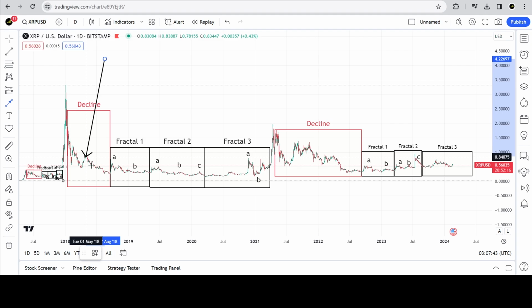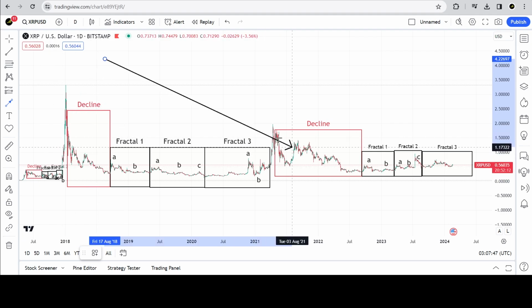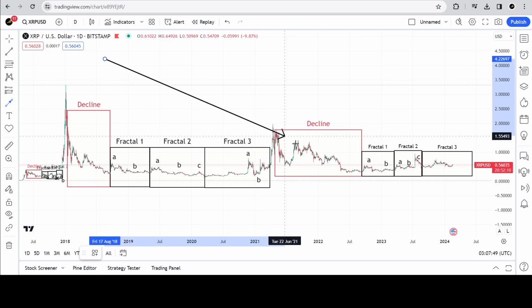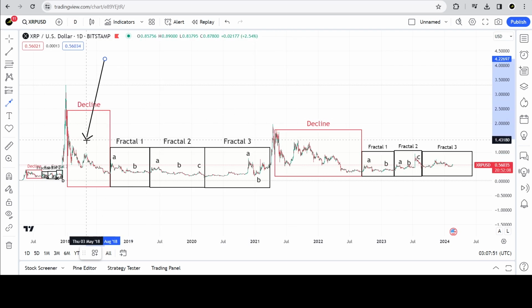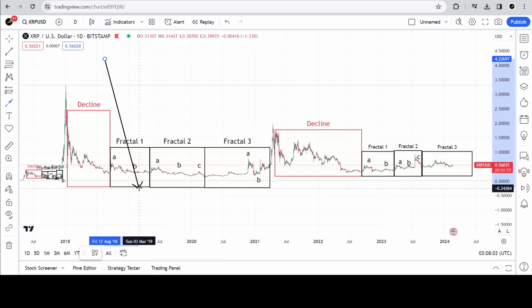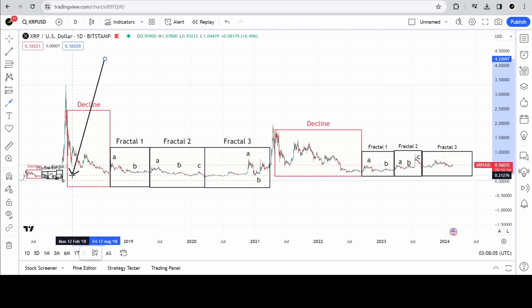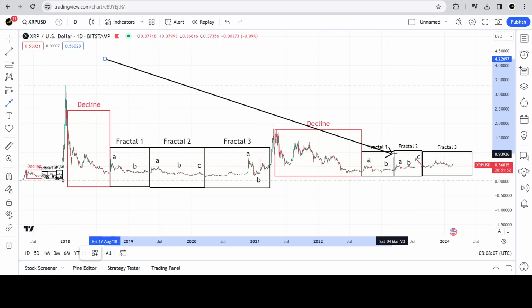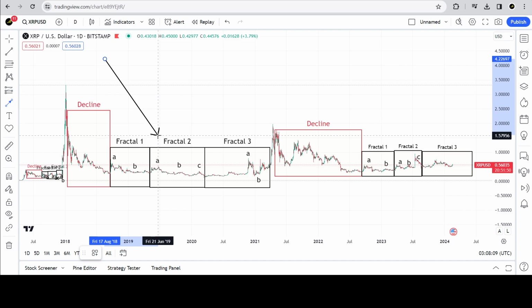After the bull run comes a decline. We see one here. We see another one over here. We see another one over here. These declines, even though they look different one from another, they actually structurally do the same thing every single time. It just plays out uniquely every single time. After the decline, it goes into this sideways range-bound time, which we see here, we see over here, and we see over here. I divide this sideways range-bound time into 3 separate fractals. Fractal 1 has 2 parts to it.